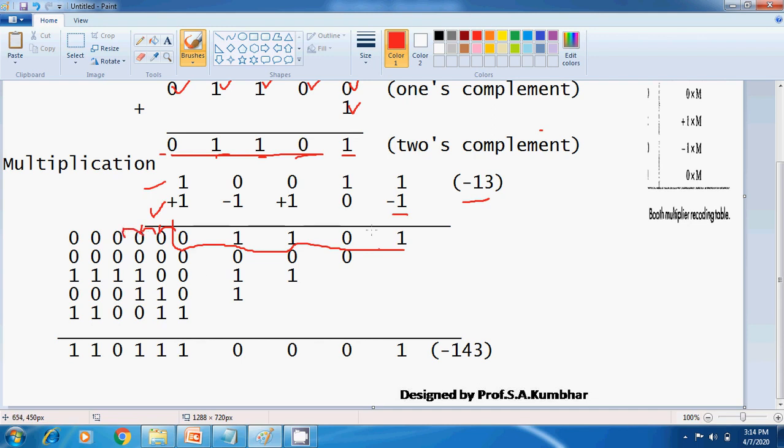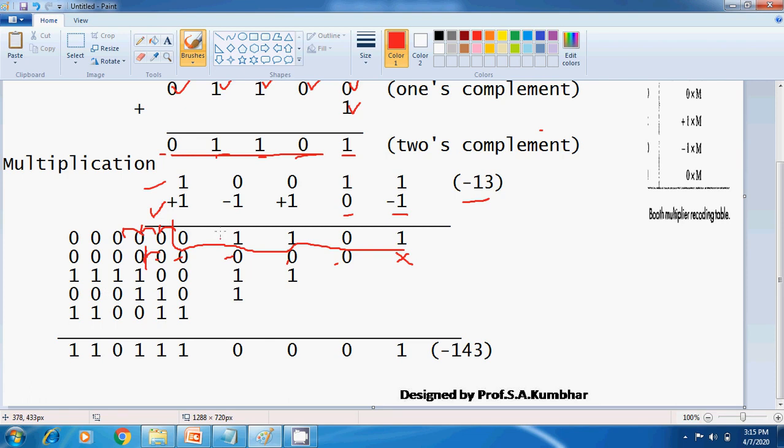Okay. Next. So the next multiplier bit is 0. So if you multiply with 0, ultimately the product becomes 0. So I have to write 5 times 0. 1, 2, 3, 4, 5. And the remaining bits are again filled with 0 because the most significant bit is 0.